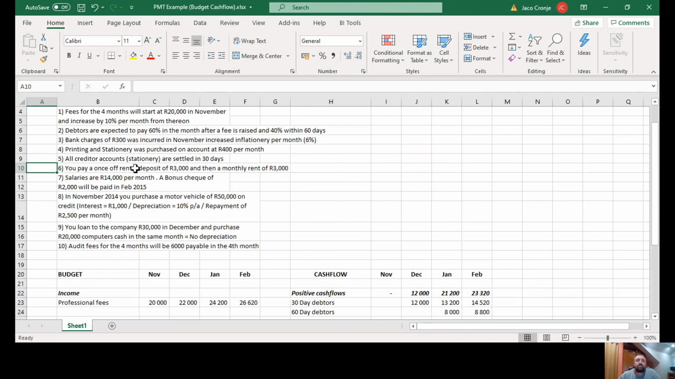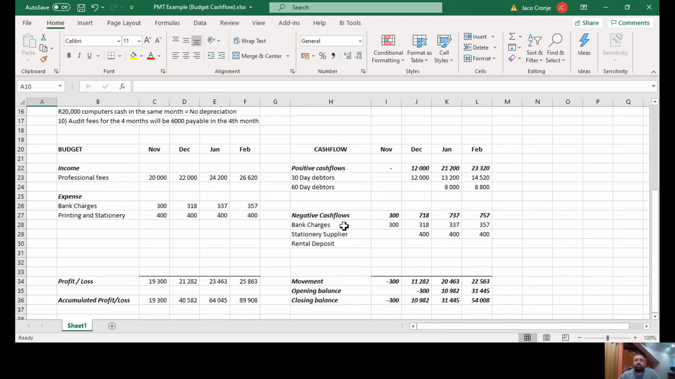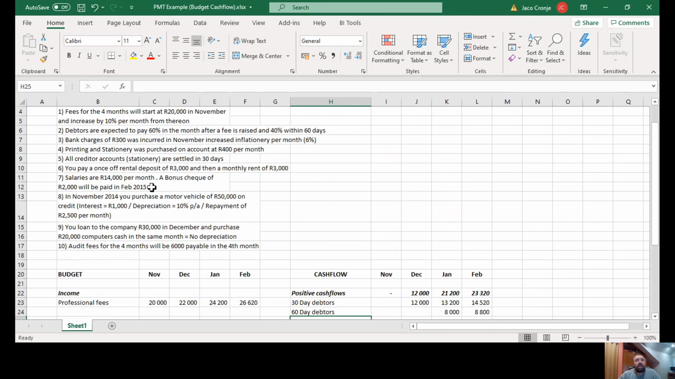Okay, it says you pay a once-off rental deposit and then monthly rent. So let's just assume that's in November. So the rental deposit is a once-off. So only in my November column will I show a negative outflow of 3,000 Rand. I'm not going to pay that in December, Jan, Feb, and one day in a year or two from now, when the landlord repays my rental deposit, I will show that under positive cash flows, but still not in the budget. And then what about our rental expense?